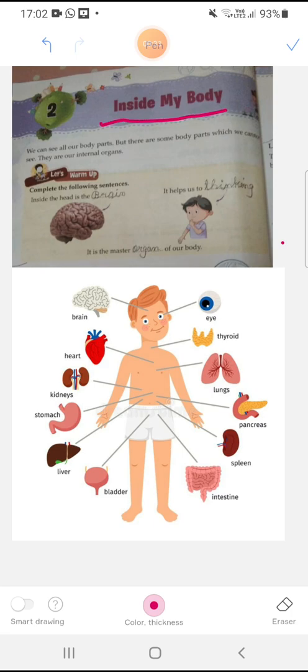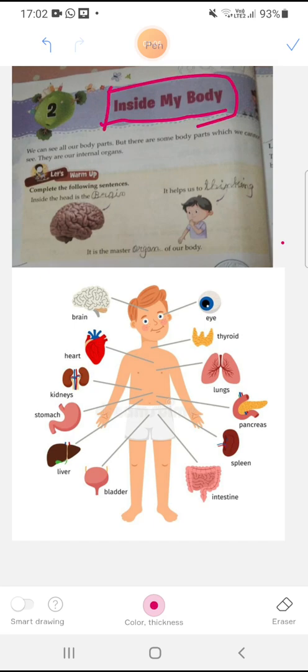Dear students, some of you are confused about whether your books are alright or not. Don't worry about that, because whatever you are taught in the class, only from that will the questions be asked in any of your tests or examinations. Only learn the things which are taught to you. So today's lesson is Inside My Body.